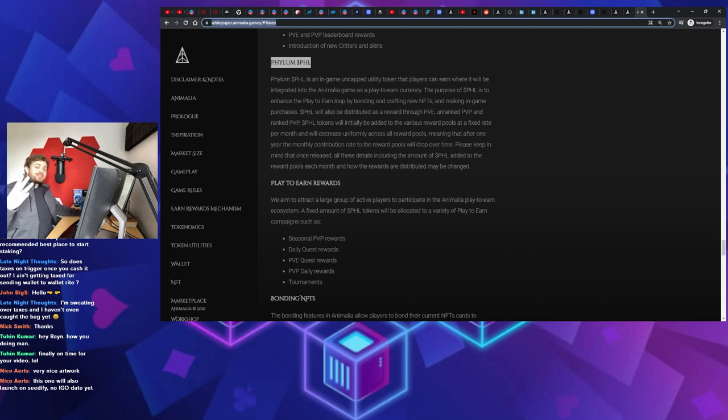So there you have it. There's three games that I got my keen little eye on in the play to earn space that are early stage and I think have a lot of potential.